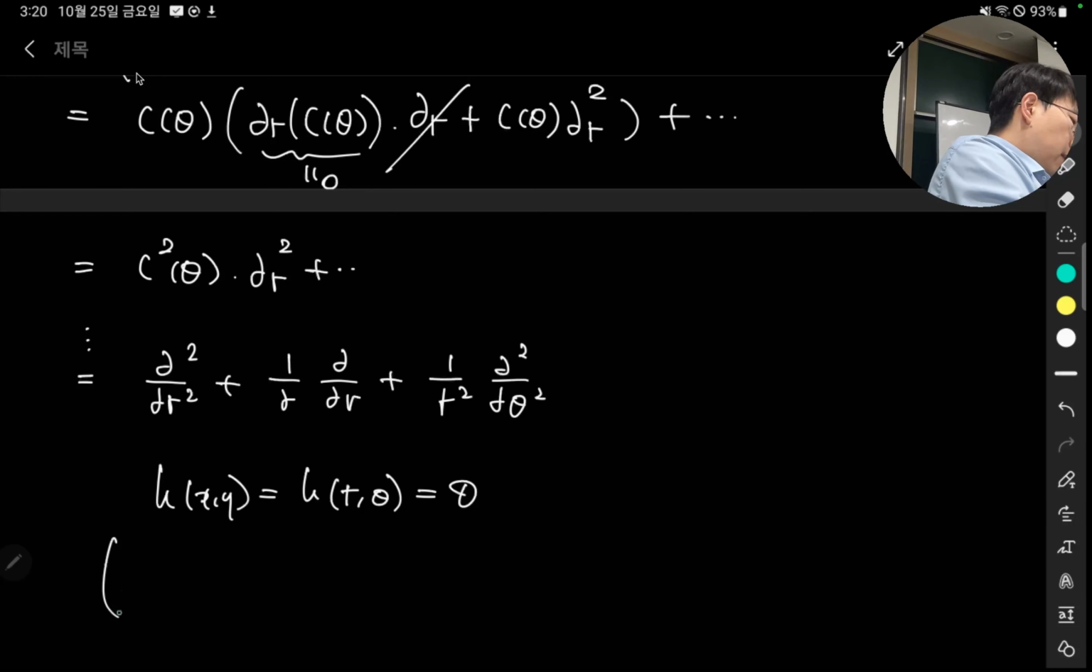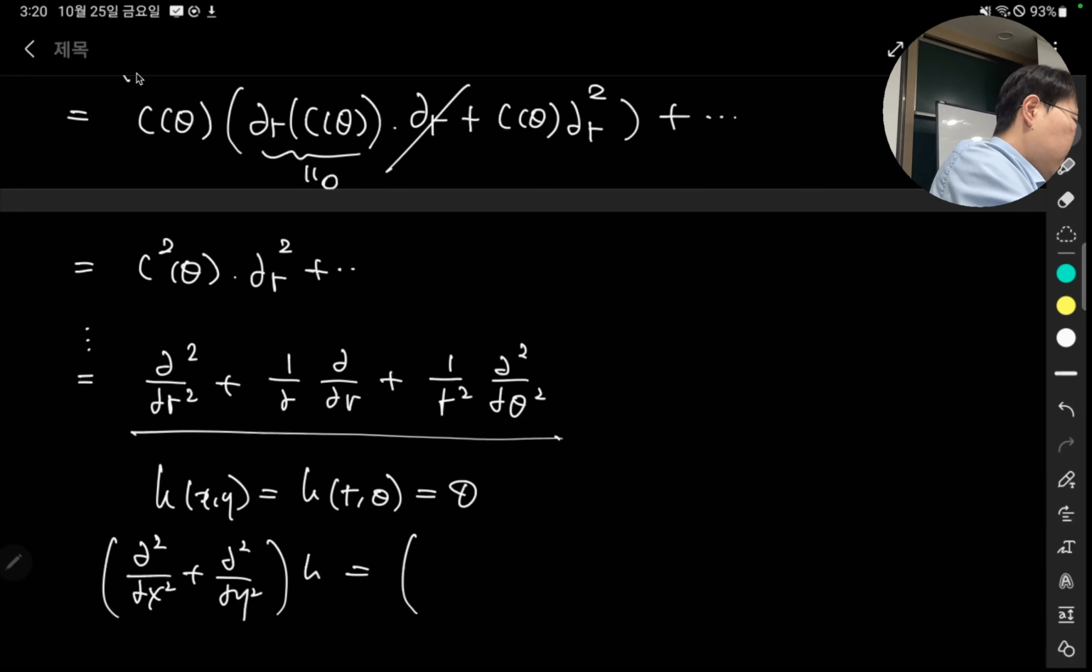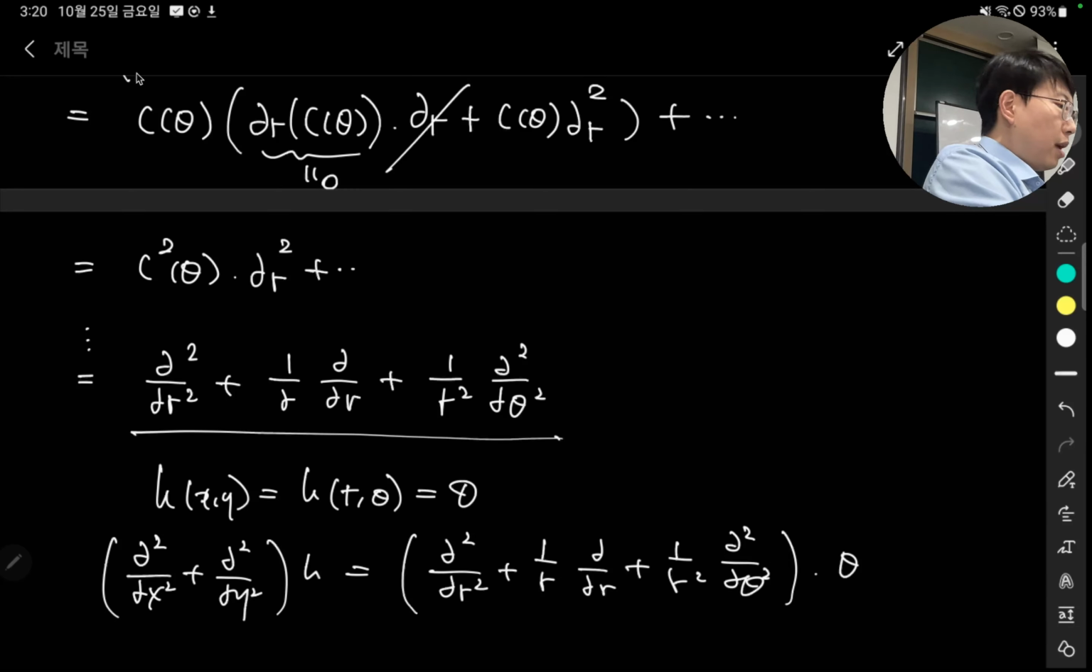So if I try to apply this operator on h, it's the same thing as applying this operator on h, which is just theta, and look what you got. When you take the partial derivative of h, theta, with respect to r, you always get 0. So there's no effect of having this operator on.